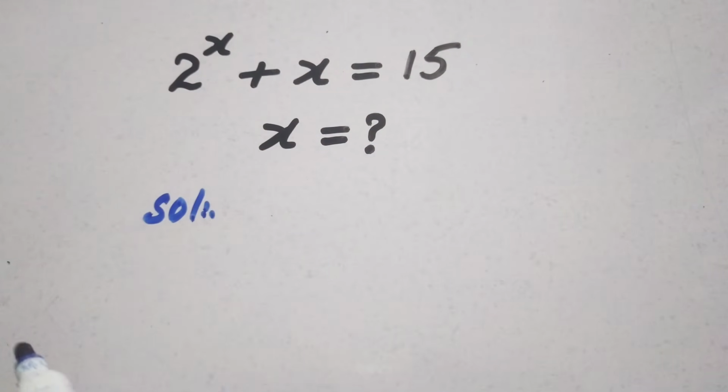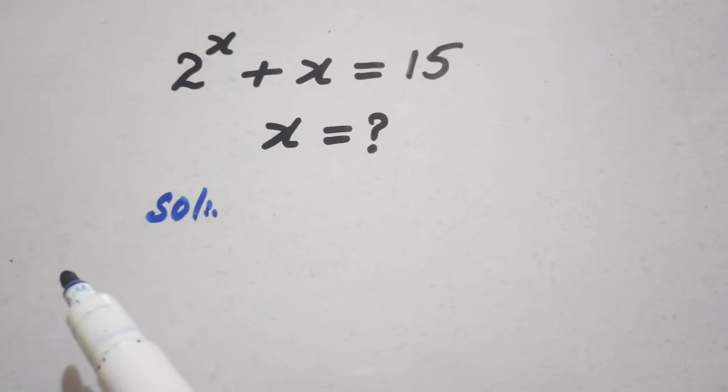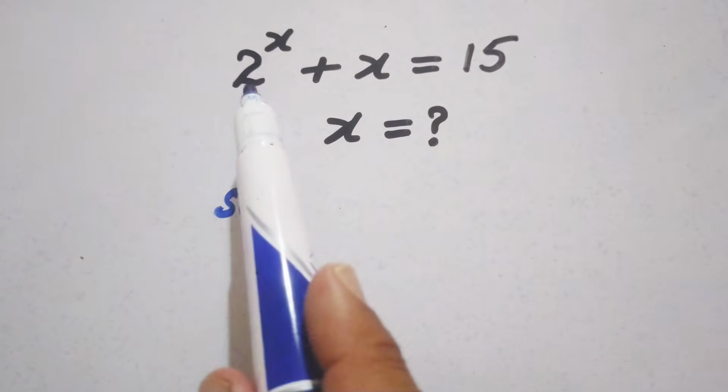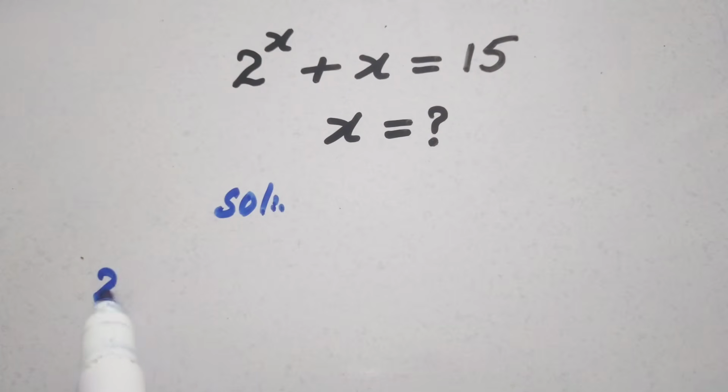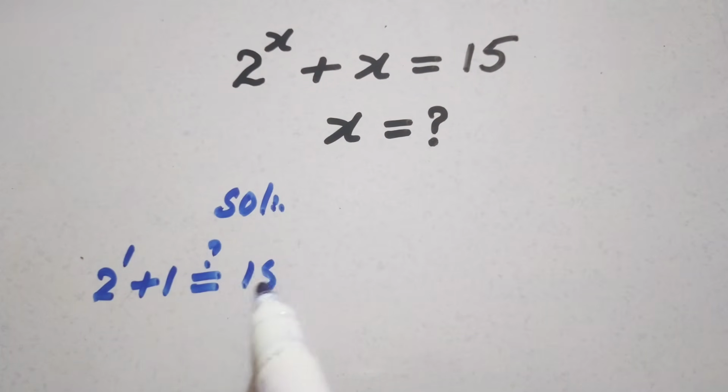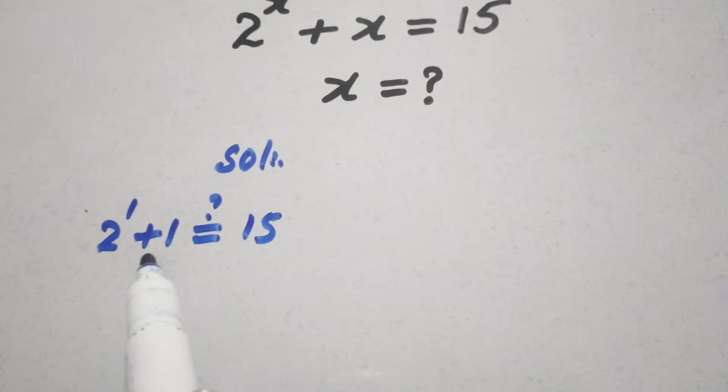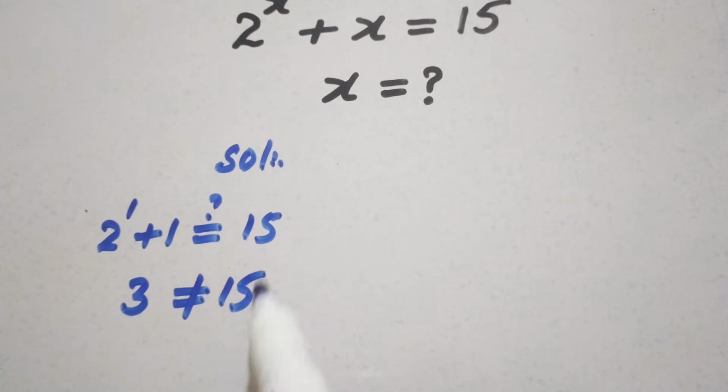Consider that if the value of x is 1, by putting 1 in this equation we get 2 power 1 plus 1, whether it is equal or not equal to 15. So we get 2 plus 1 which is 3. 3 is not equal to 15.